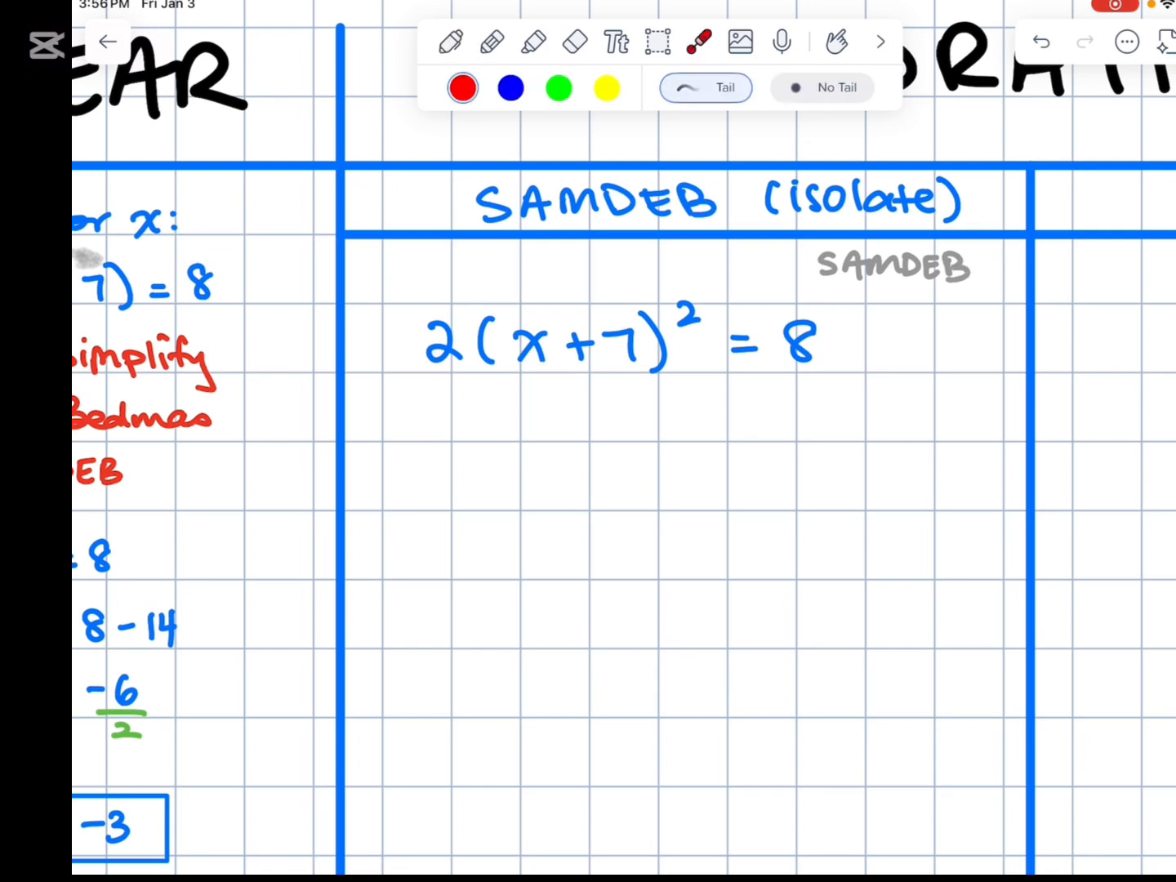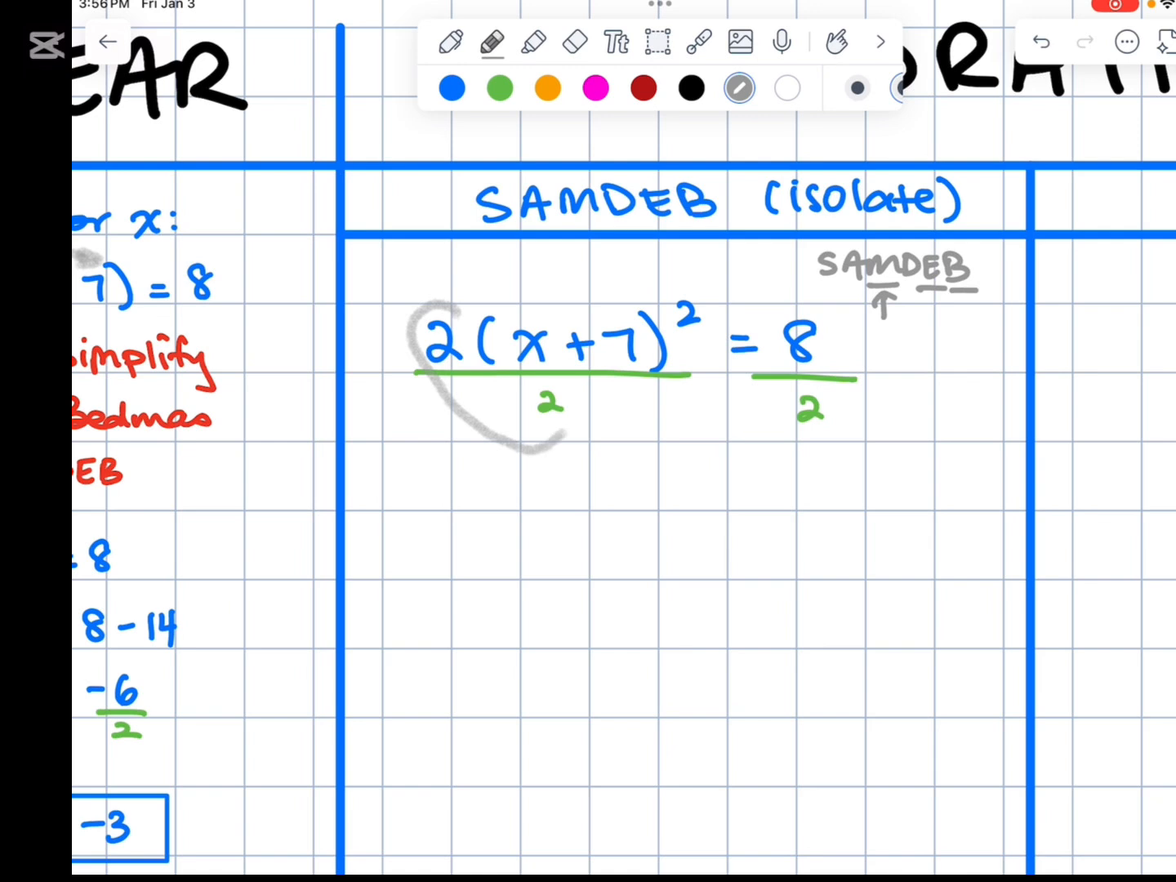Well, what do I have on the left-hand side that I have to get rid of? I have a 2 times, so I'm going to underline the multiply. I have brackets, and that little 2 up here is an exponent, so I'm going to underline E. So according to SAMDEB, I want to deal with the times 2, and I'm going to deal with that by multiplying the entire left side and the entire right side by 2.